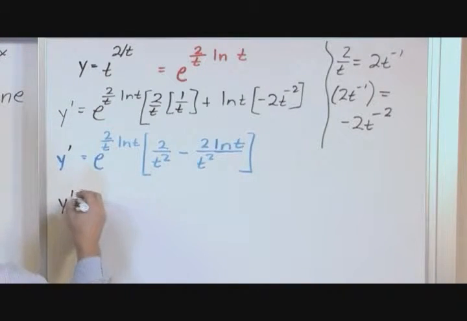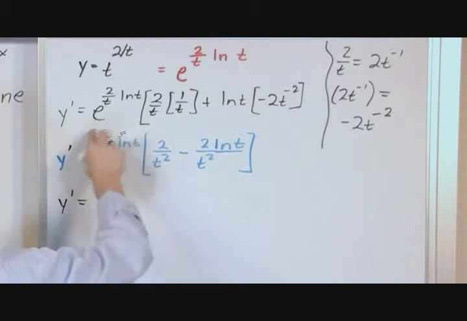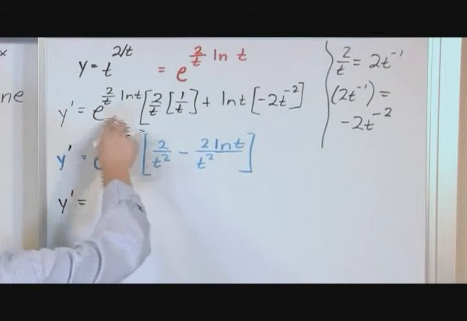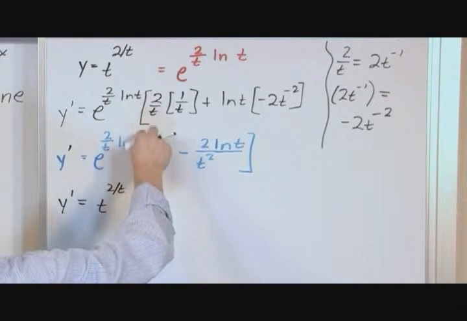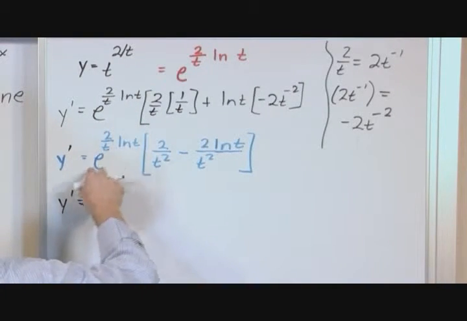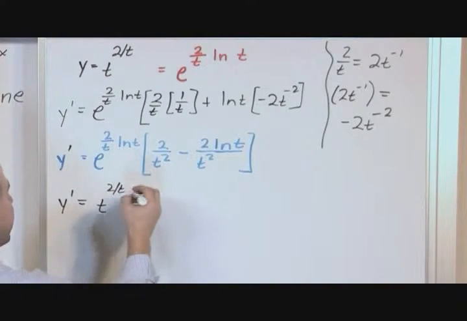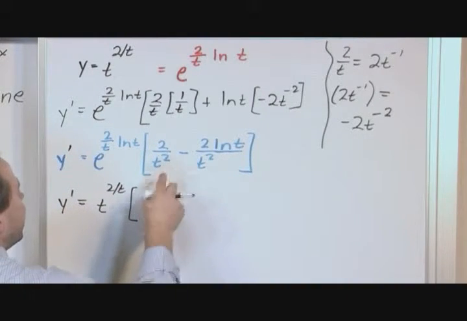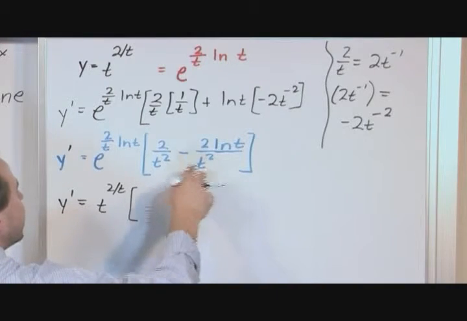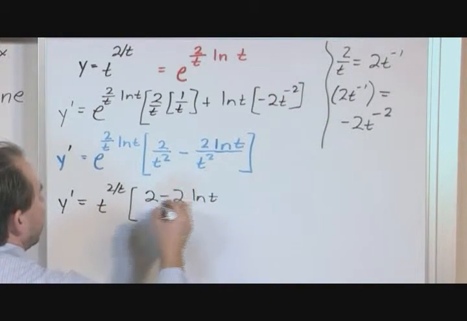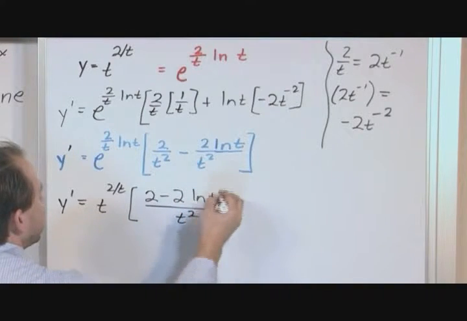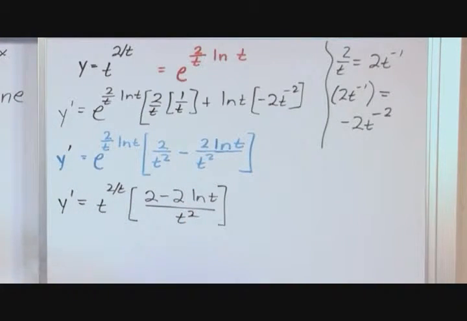So y prime is equal to, outside here I have e to the power of this stuff. That can be converted back to t to the 2 over t, because this can be moved back into the exponent. Natural log can cancel with e, so you convert it back at the end of your problem. Open this guy. I have a common denominator here now, so I can easily subtract these two fractions, 2 minus 2 natural log of t over t squared. Okay, and this is the final answer.